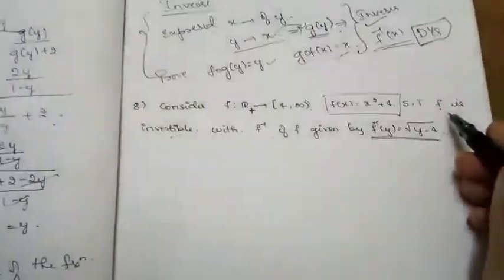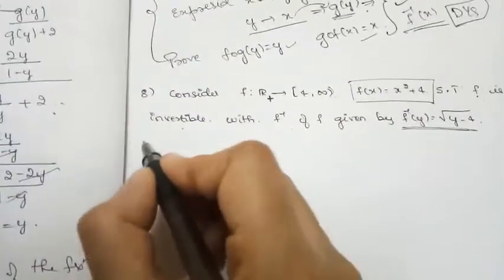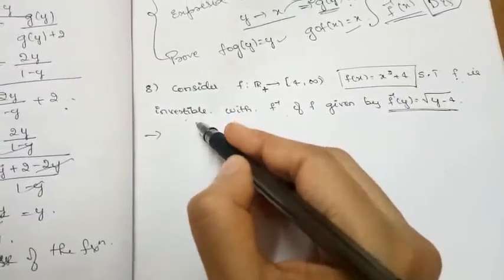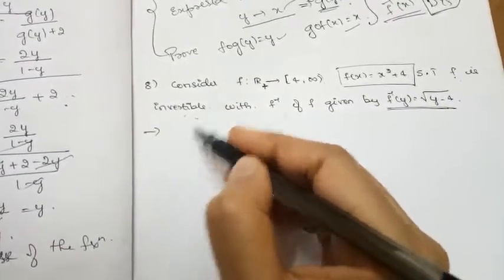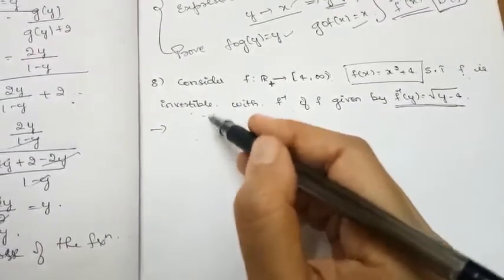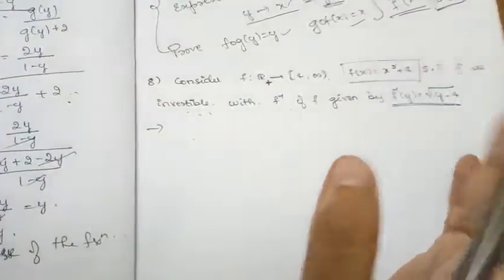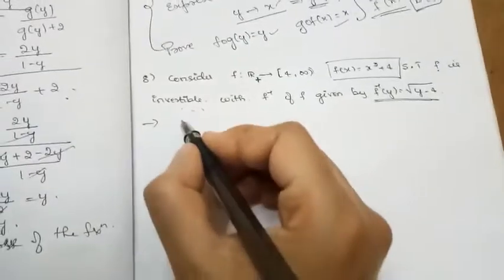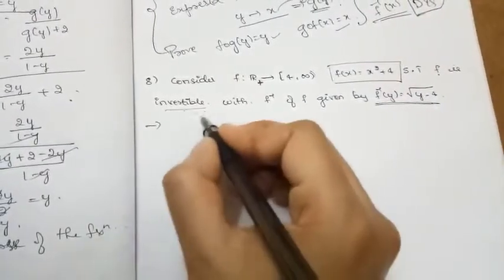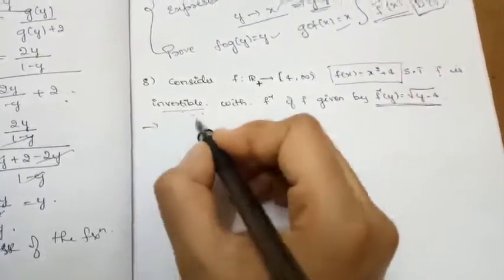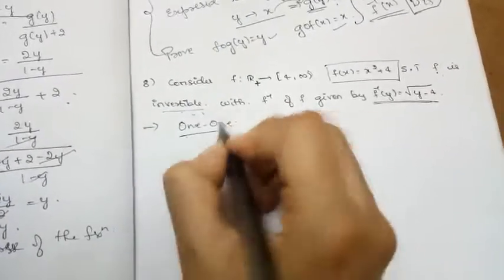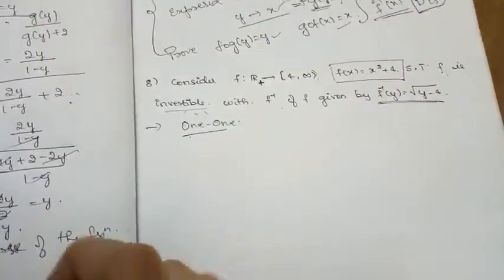So first thing is we need to show f is invertible. How can we say that f is invertible? When the function is bijective, the inverse exists. Inverse exists means it is an invertible function. So to show it is an invertible function, we need to show it is bijective. To show it is bijective, we need to prove it is 1-1 and onto.